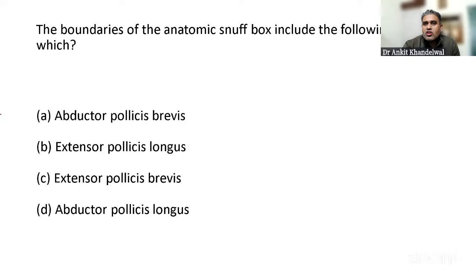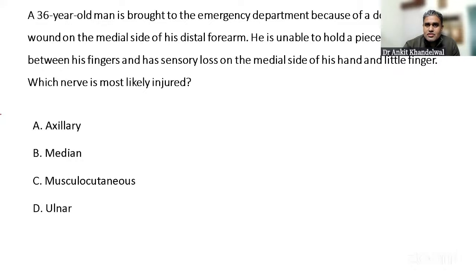The boundaries of the anatomical snuffbox, a high yield topic, include the following except: abductor pollicis longus, extensor pollicis brevis, or extensor pollicis longus. So these are all the questions, note them down over here.